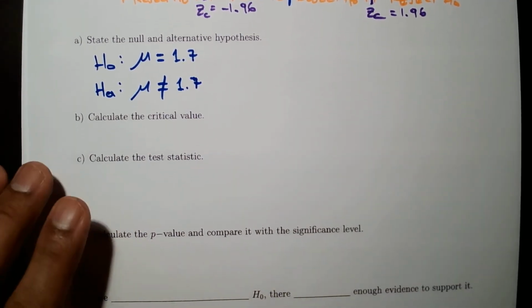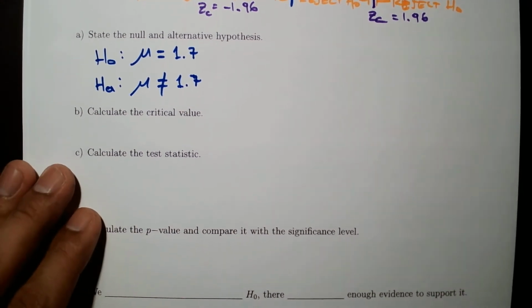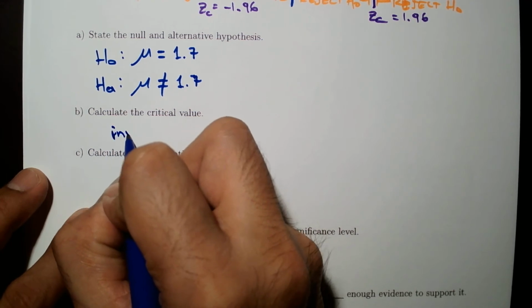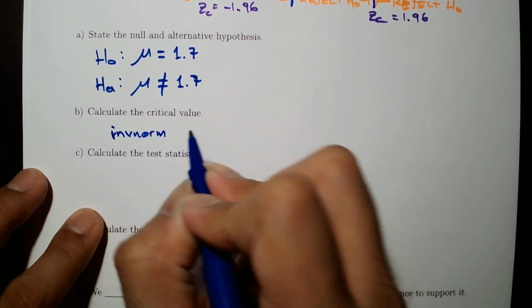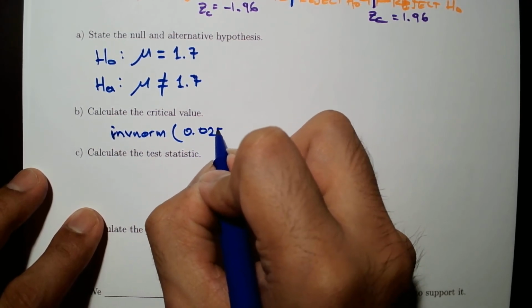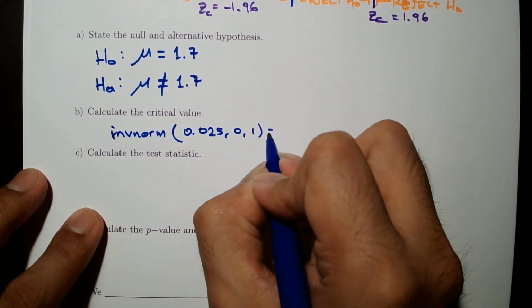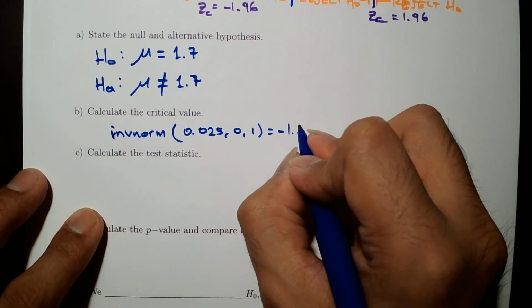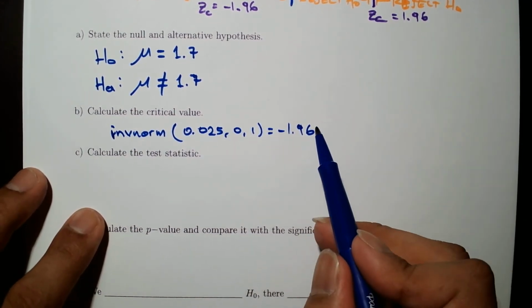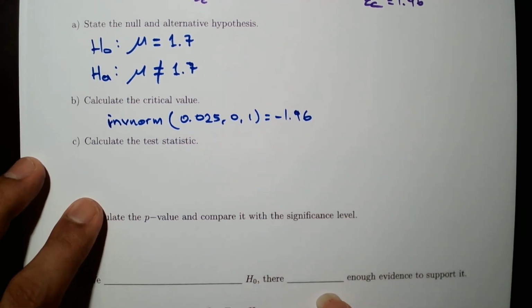All right, find the critical value. Let me write it down. So in norm of 0.02501. Okay, we already did it. Negative 1.96. Well, plus minus. All right, it's okay to just find one.